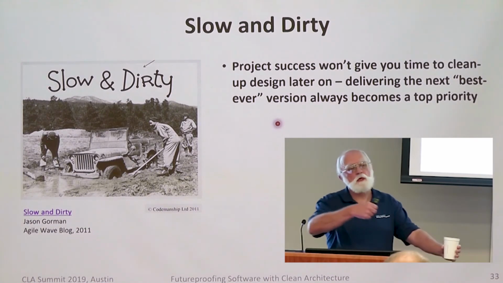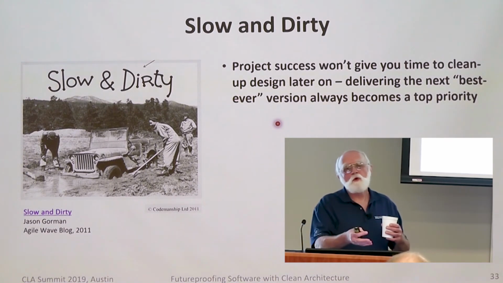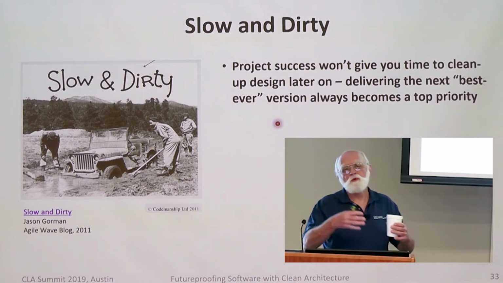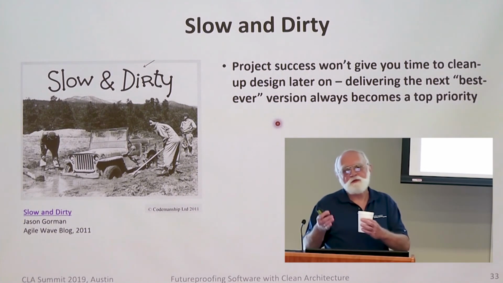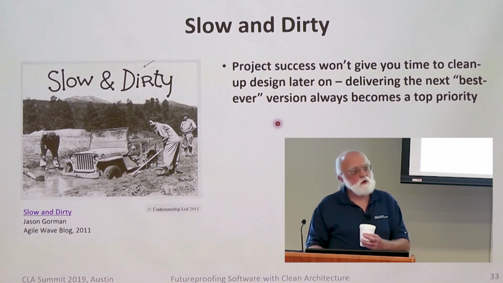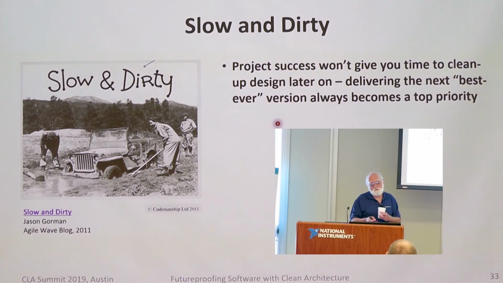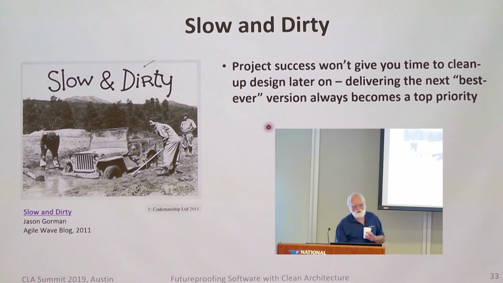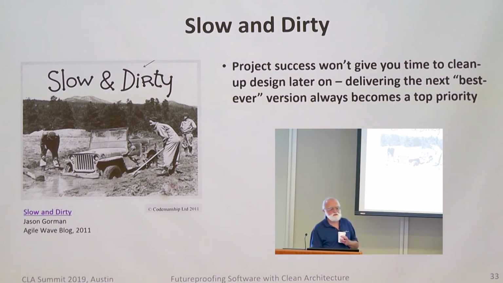So I have to take out the old code, do the proper implementation, break all the callers, retest everything, and put in the new one. This is not quick and dirty, this is slow and dirty. Just call it slow and dirty. If your management wants you to do something quick and dirty, tell them it will be slow and dirty then. Jason Gorman has a nice presentation on this, and this is one of the slides from that presentation.